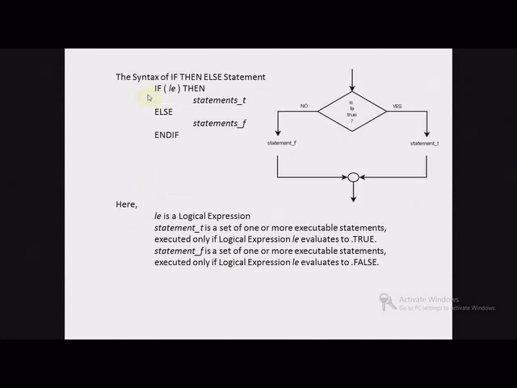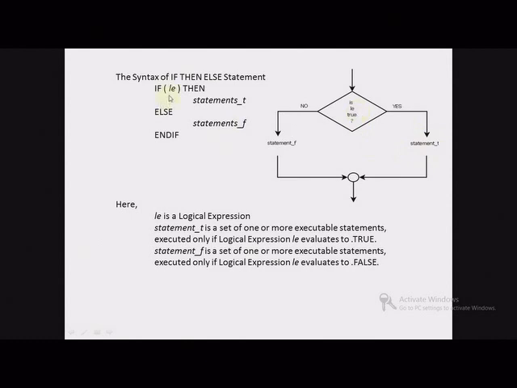The second form of block if statement, called as if then else statement, is represented like this. This is the logical expression. This is the part to be executed if logical expression evaluates to true, and this is the part to be executed if logical expression evaluates to false. So one of the two sets of statements will be executed depending on value of logical expression LE.